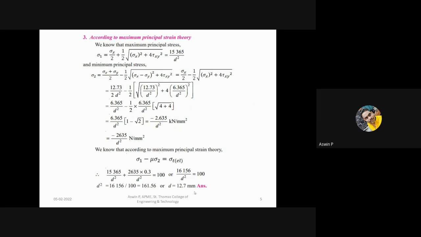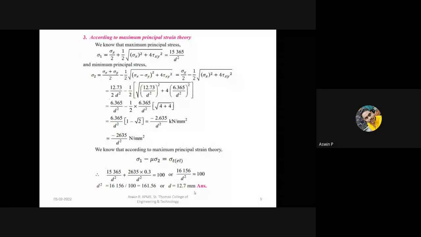Please do it. We have very less time with us. Find the value of diameter using maximum strain energy theory. Don't copy the slide. It is not the answer. When you complete, then only I will show the answer.